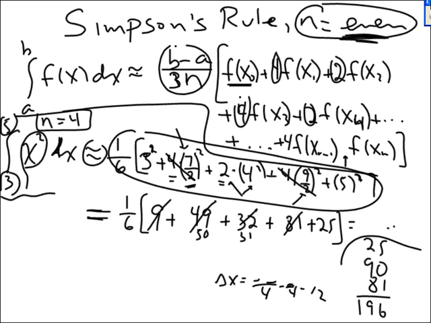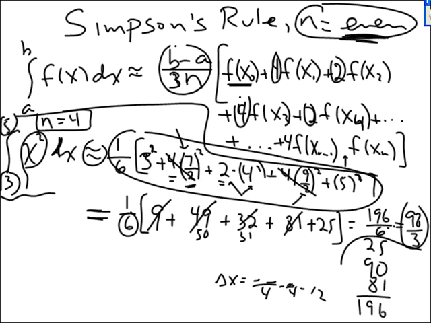The answer is 196 divided by the 6 in front. 3 goes into both of these numbers. Actually, they don't. 2 goes into both of these numbers. 98 over 3. The answer is a little bit less than 33.